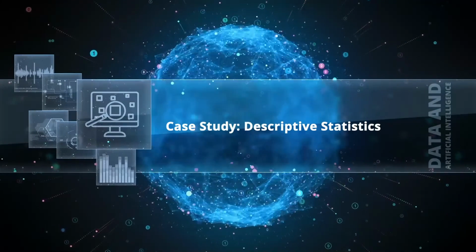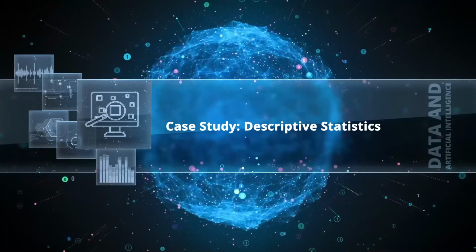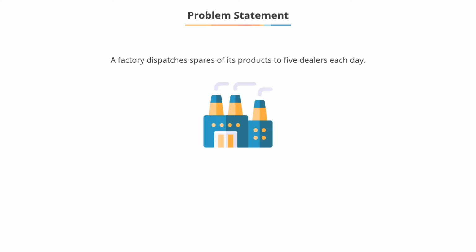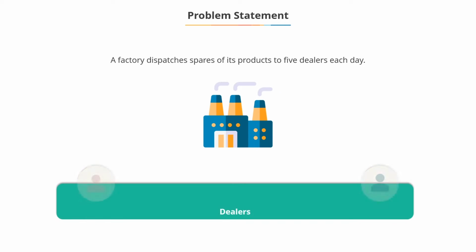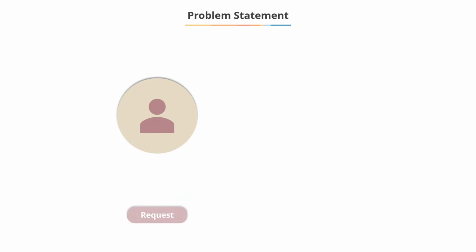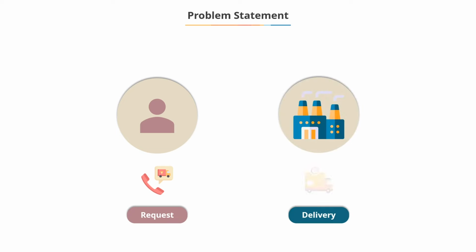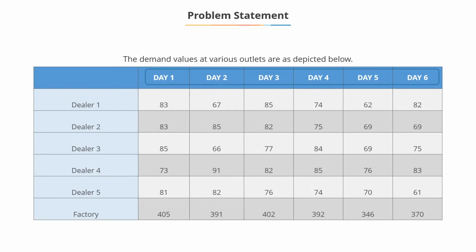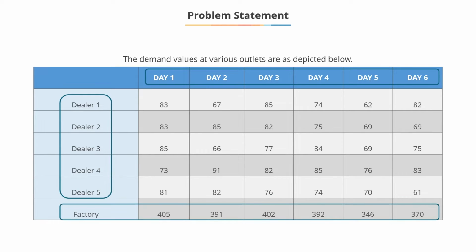Case study, descriptive statistics. In this case study, you have a factory that dispatches spares of its products to 5 dealers each day. Quantities requested by a dealer are received and delivered on the same day. The table you see on your screen depicts the daily dispatches that each dealer gets in a span of 6 days. You also have the total dispatches by the factory.